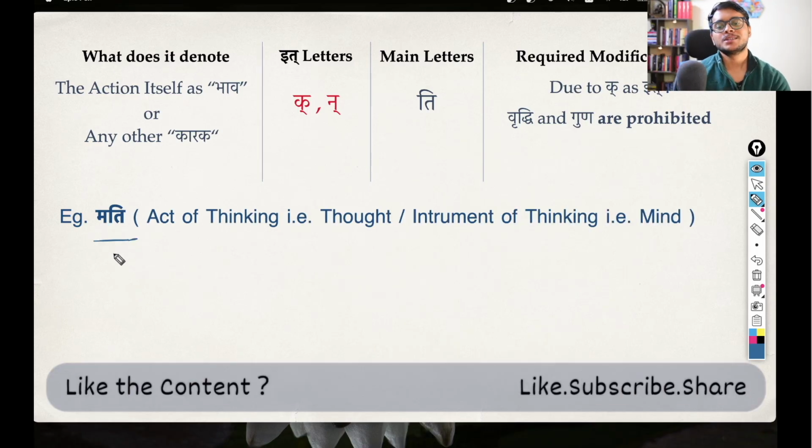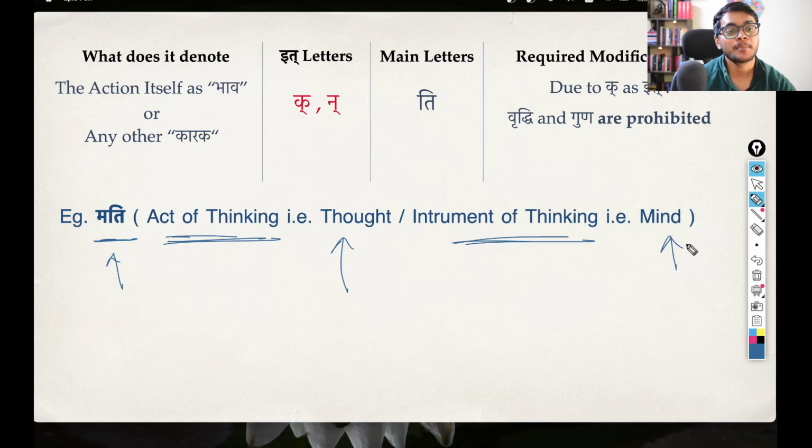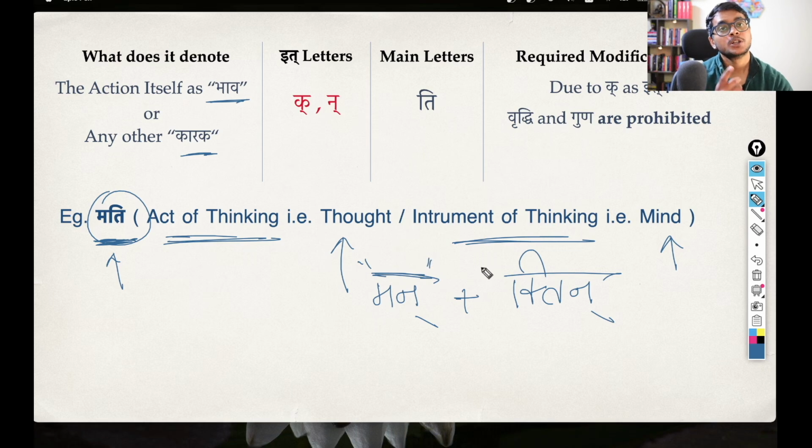Now let us move forward and see this example mati. So mati is basically what represents the thought, the act of thinking, that thought. And mati is also used in the sense of the instrument of thinking, that is the mind. Okay. And how are we getting this pratipadika? We are getting this pratipadika from the same man dhatu from which we got manana. Man dhatu means to think. And there we had this man dhatu modified using lyut pratyay. So we got manana. But here man, this is being modified using tin pratyay.